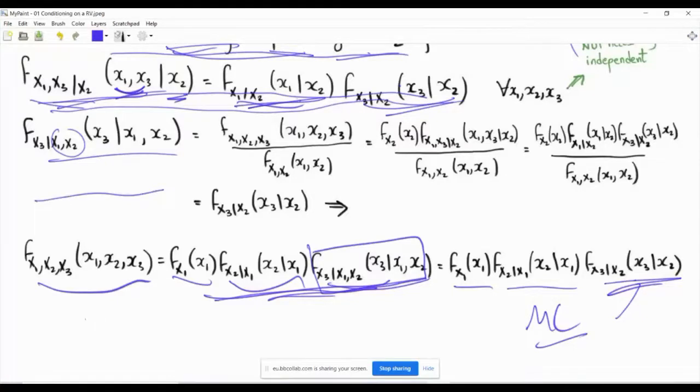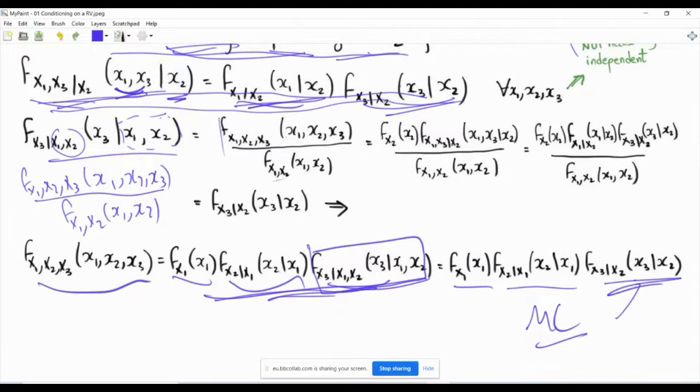Okay, so fraction line. Then upstairs we have the joint of everything. So basically it will be the joint of x1, x2, x3. Downstairs, the denominator, is the PDF of whatever you are conditioning on. Here we are conditioning on x1 and x2, so we'll put f of x1, x2. Okay, so this will be the expression, and this is general.